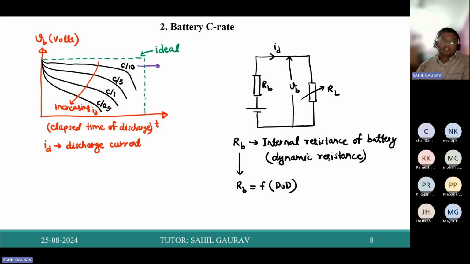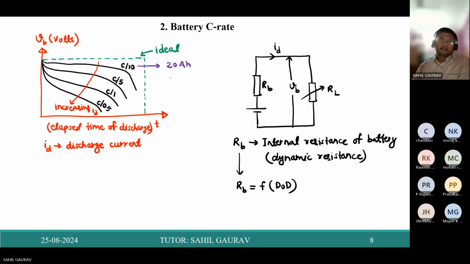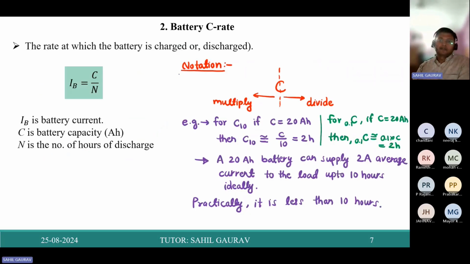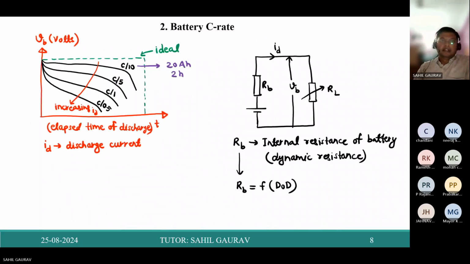Suppose we have a 20 ampere hour battery and C10 means it is written on the right hand side, so you have to divide as we saw in the previous case. It will take 2 hours, and the current will flow 10 ampere continuously. The average current will be 10 ampere to discharge the 20 ampere hour battery.